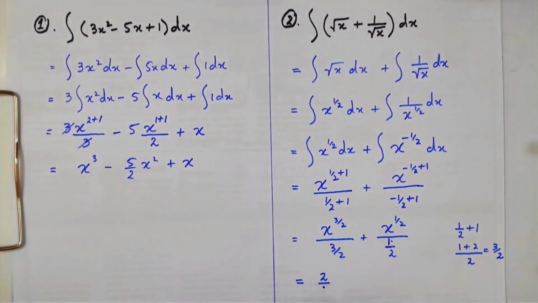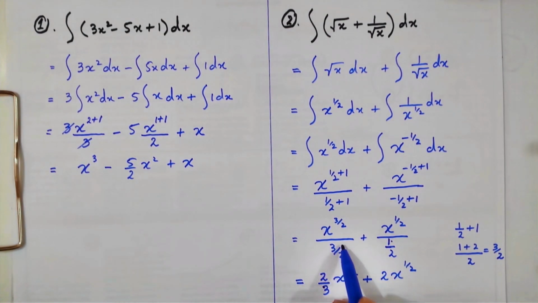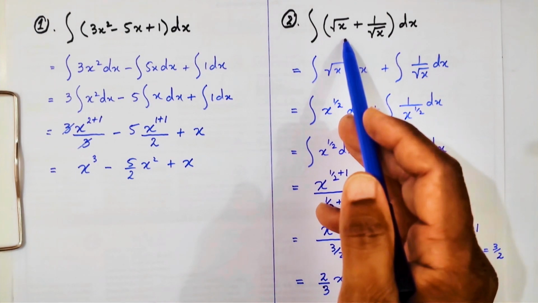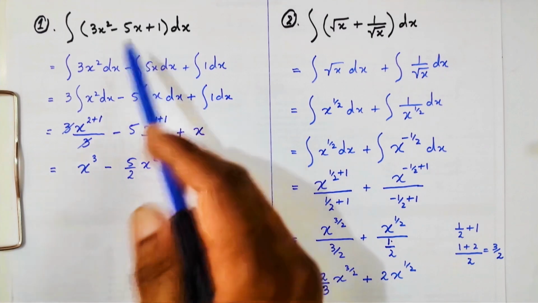Now 2 by 3, x raised to power 3 by 2, same as here, 2 x raised to power 1 by 2. When you move a term from the denominator to the numerator, we take its reciprocal. So these are your required answers. This is the integration of the given function, question number 2, and this is the integration of this function. Now we move towards questions 3 and 4.